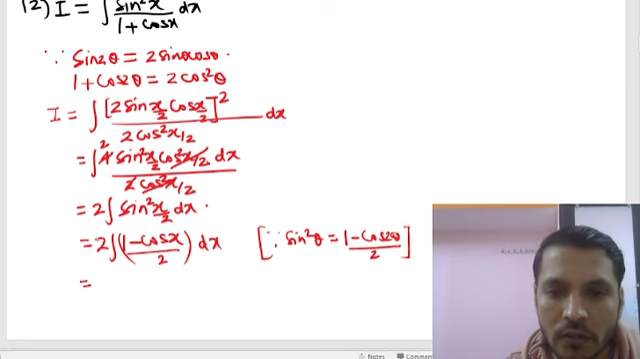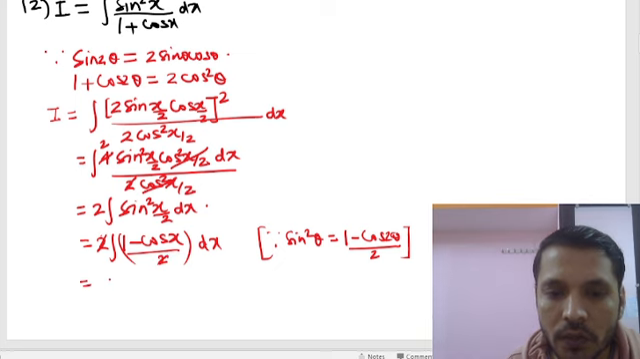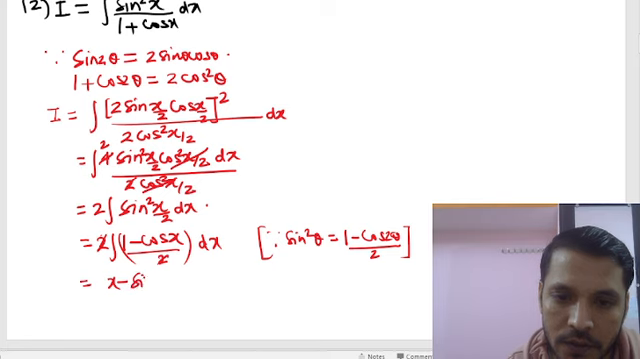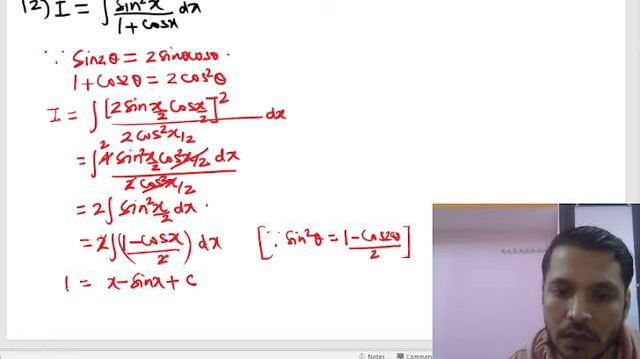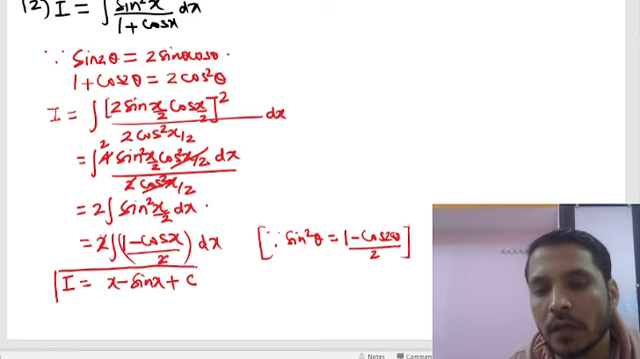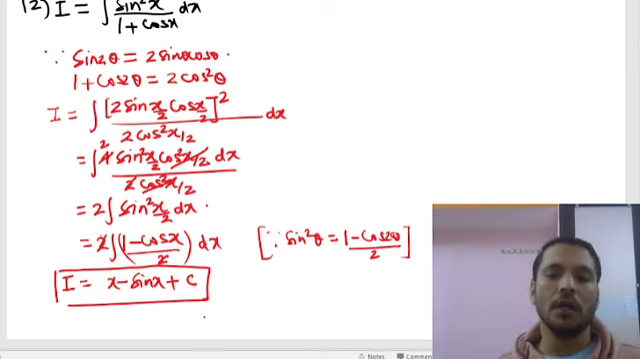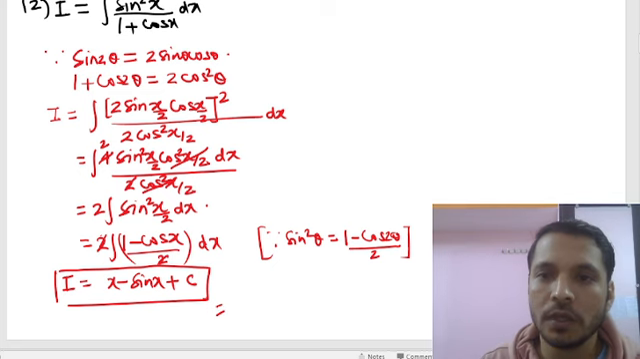This 2 and this 2 will get cancelled out, and now we have just the integration of 1 into dx, which is x, and the integration of cos x is sin x. So it is sin x plus c. The final answer is I is equal to x minus sin x plus c. So this is the answer for question number 12. Now we will move to question number 13.